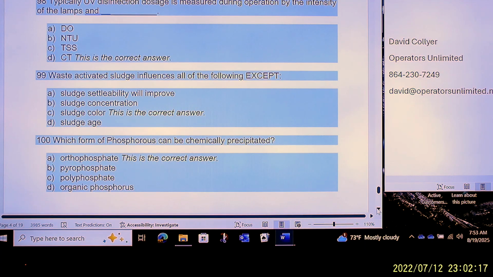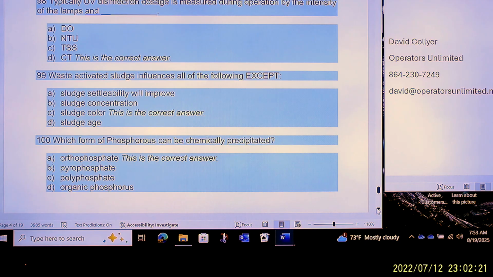98. Typically, UV disinfection dosage is measured during operations by the intensity of the lamps and A. DO, B. NTU, C. TSS, or D. CT. The answer to 98 is D. CT.